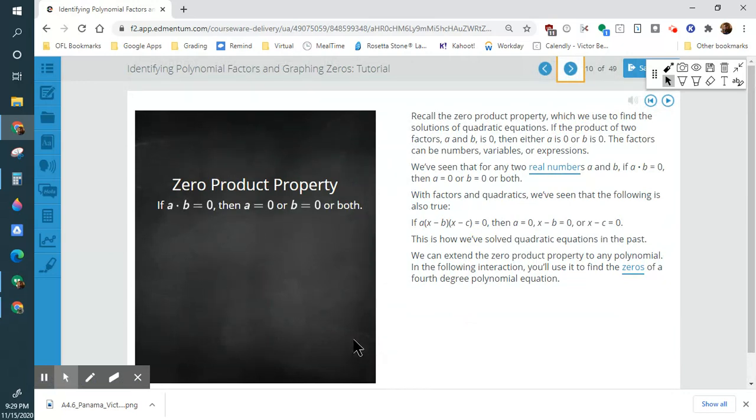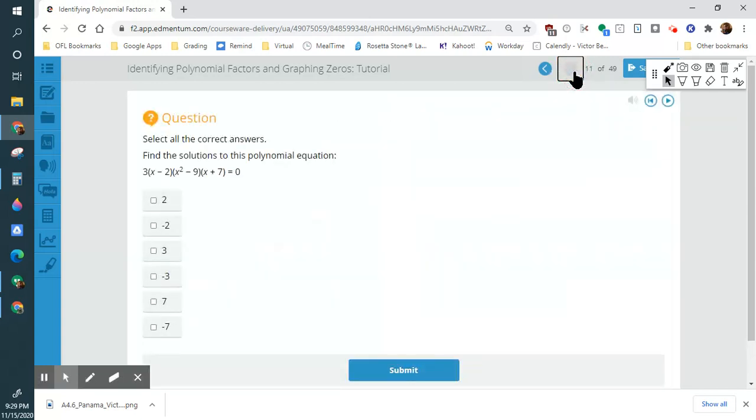The idea of the zero product property I said at the beginning, if one of them is 0, it doesn't matter which one's which. So if A is 0, then that works. If B is 0, then that works. If they're both 0, then obviously 0 times 0 is 0. So let's go over this. So we have a few answers here. What you can do, this one's easy because it's just the opposite. So our first answer is a positive 2. And the reason why is this is x minus 2. Our goal is to get this equal to 0, so that's x equals positive 2.